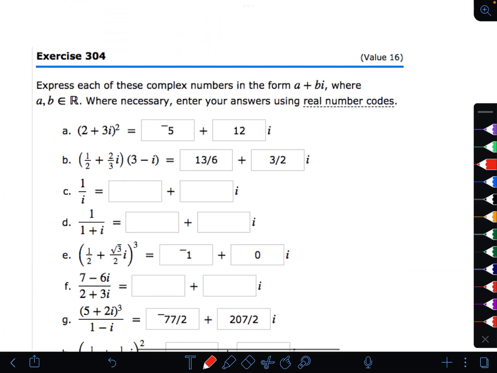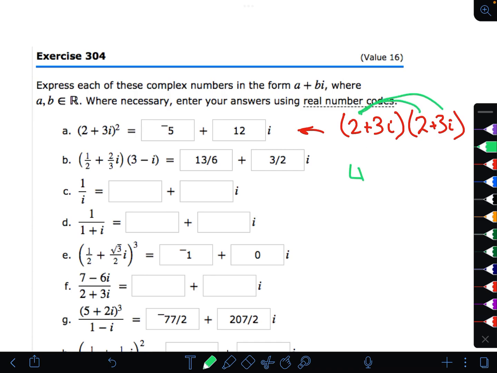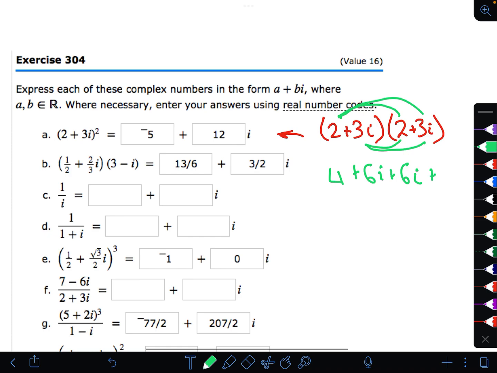So, some practice exercises here for you, starting with 304, as you can see. With this 2 plus 3i quantity squared, be careful with this. I filled in the answer for you here, but I wanted to be clear that this is found by taking 2 plus 3i times 2 plus 3i, and you do the FOIL method. 2 times 2, of course, is 4. 2 times the 3i, 3i times the 2, and 3i times 3i, of course, is plus 9i squared.